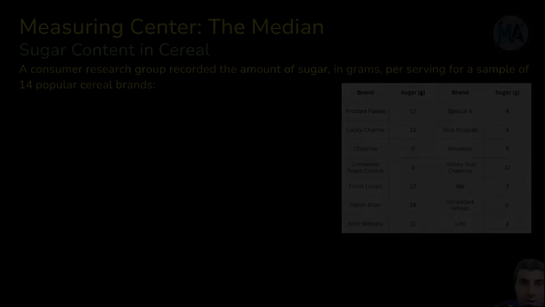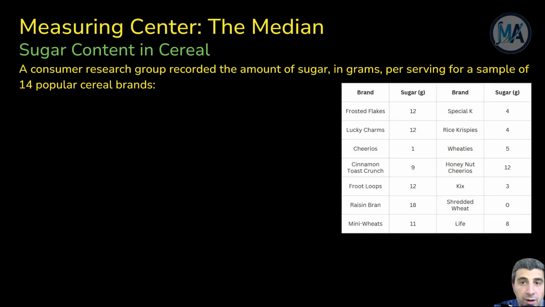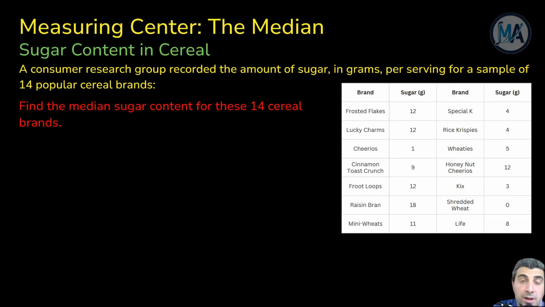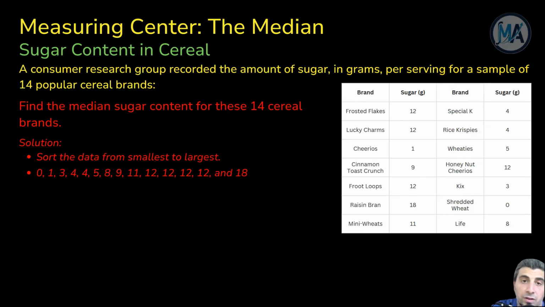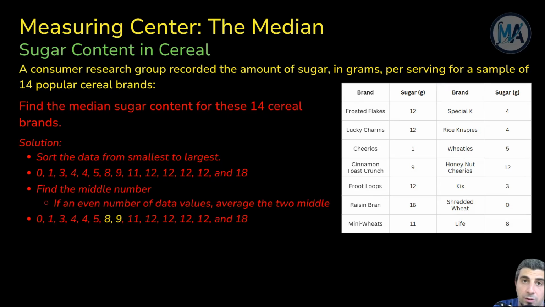So let's jump in. Here we have the data on grams of sugar per serving for 14 popular cereal brands. To find the median, which is literally the middle number, your very first step must always be to sort the data from smallest to largest. Since there are 14 data values and 14 is even, there isn't one single number sitting in the exact middle. Instead, we take the two middle numbers, the seventh and eighth values, which are 8 and 9, and average those together. If you add 8 and 9 and divide by 2, you get 8.5 grams. So the median sugar content is 8.5 grams.